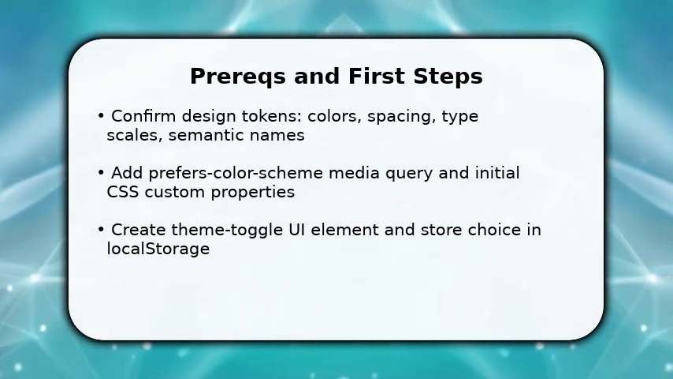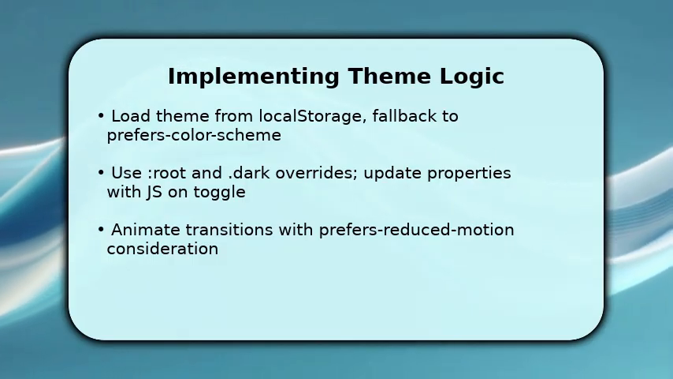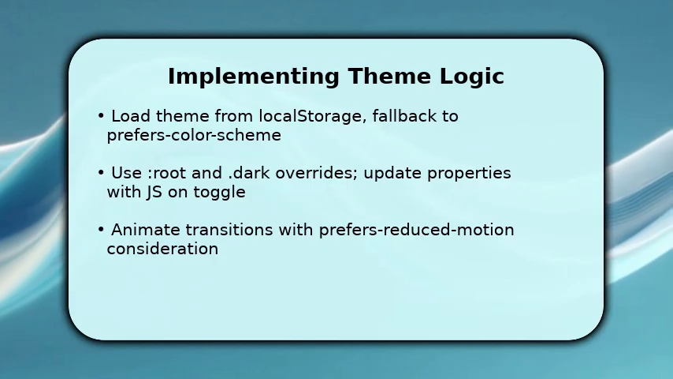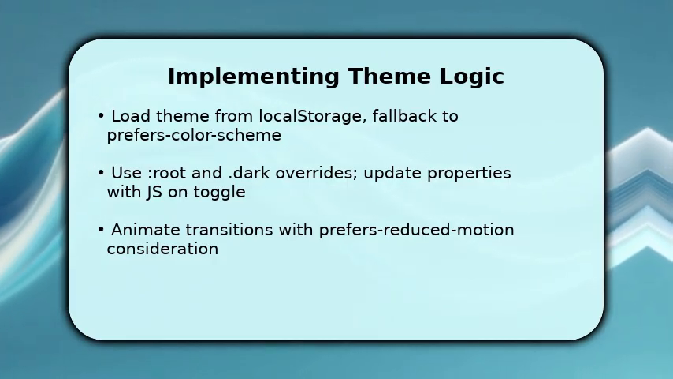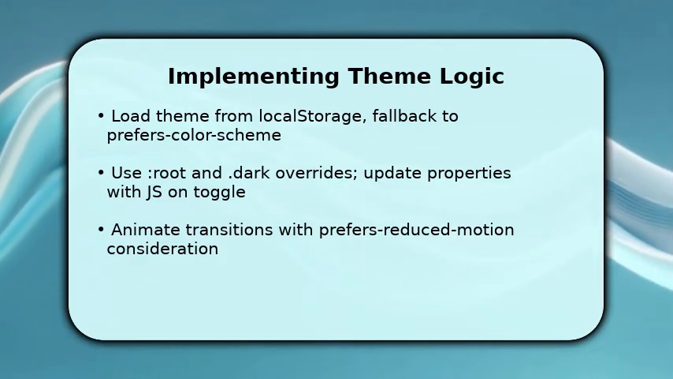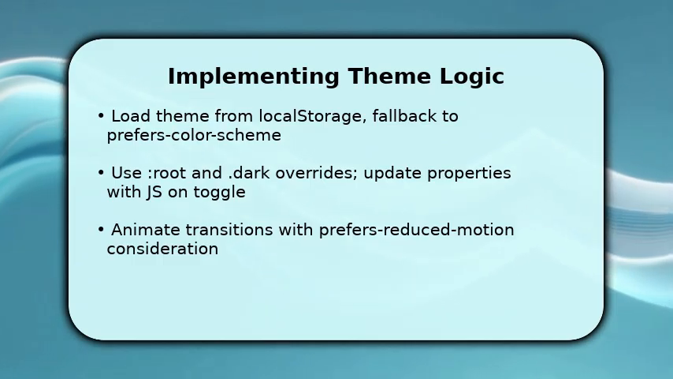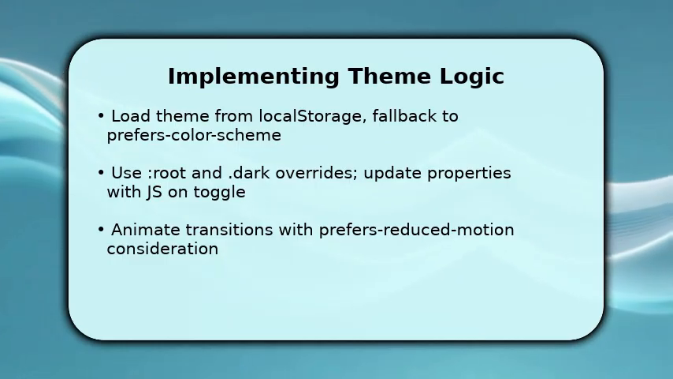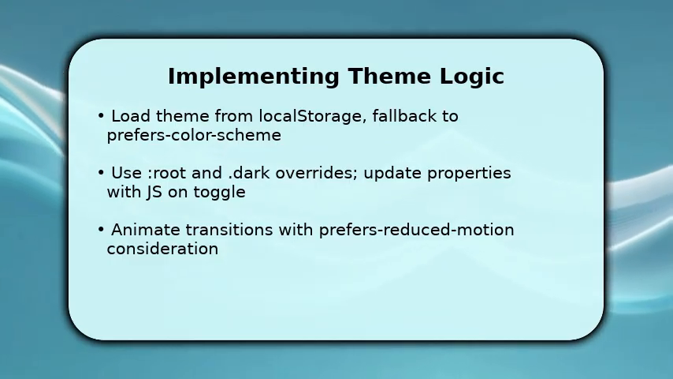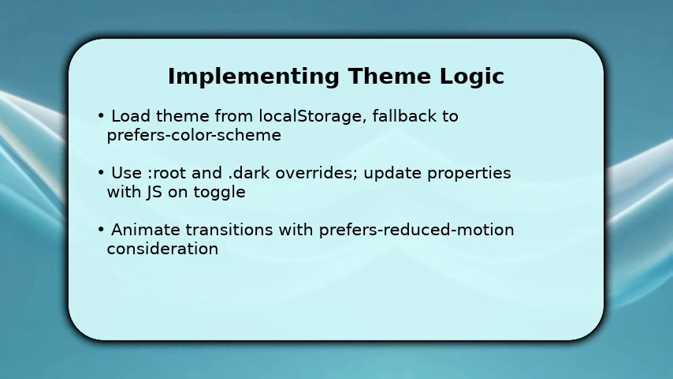You'll now implement the core logic. On page load, read local storage. If absent, query window.matchMedia, prefers-color-scheme to choose a default. Then apply a class like dark to document.documentElement or swap CSS custom properties dynamically through JS. Once applied, update accessibility attributes, aria-pressed, and ensure focus styles remain visible. Make sure transitions feel smooth by animating only properties that are safe, and respect prefers-reduced-motion, so motion-sensitive users are supported.